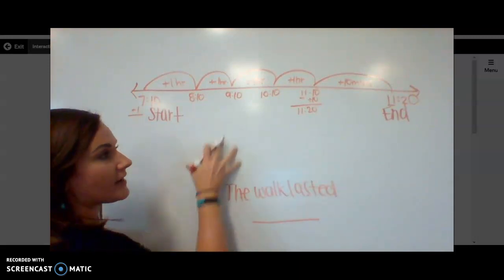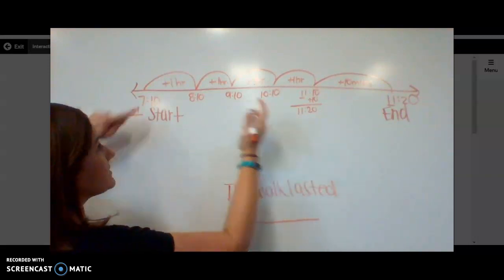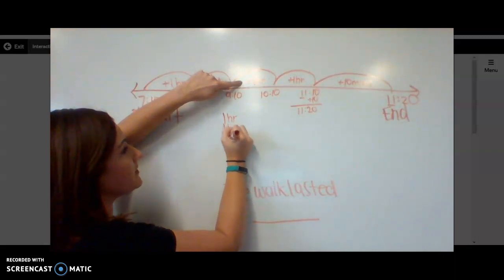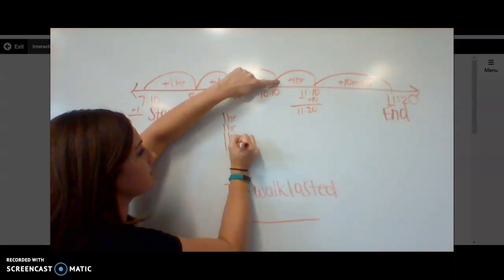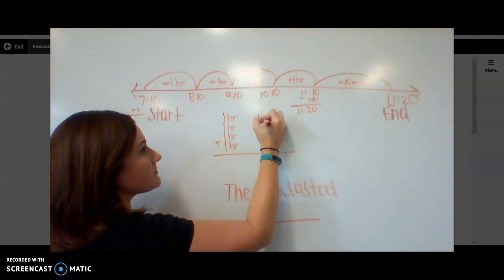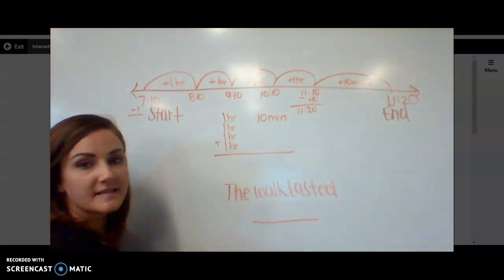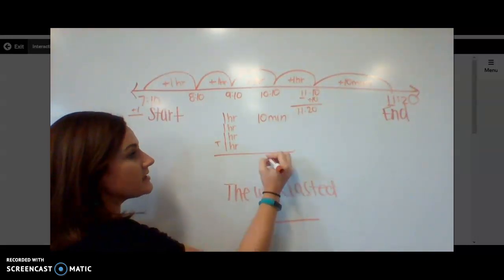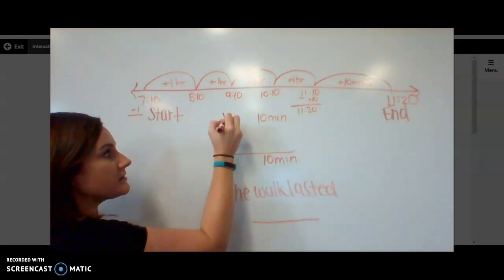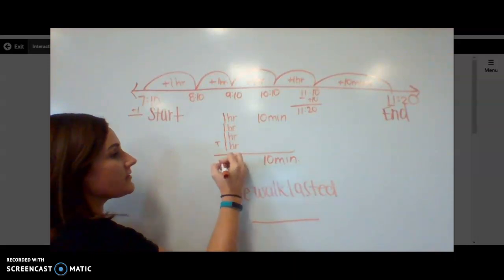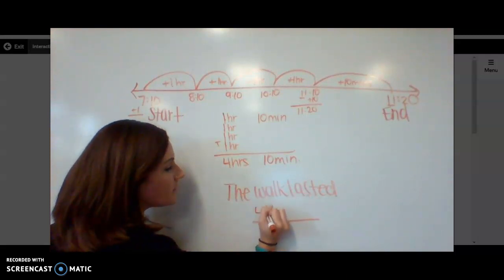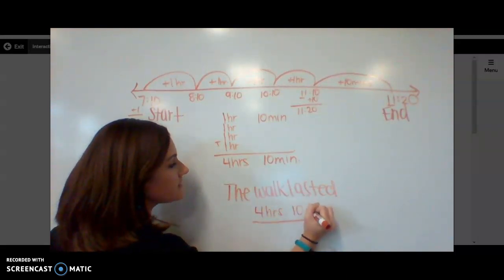So remember, you're adding your hours together and then your minutes together. So I have 1 hour plus 1 hour plus 1 hour plus 1 hour, and then I have just 10 minutes. So as I'm adding these up, I don't have any other minutes there, so I can take my 10 minutes down, and then I'm adding up my hours, so I have 1, 2, 3, and 4. So the walk lasted 4 hours and 10 minutes.